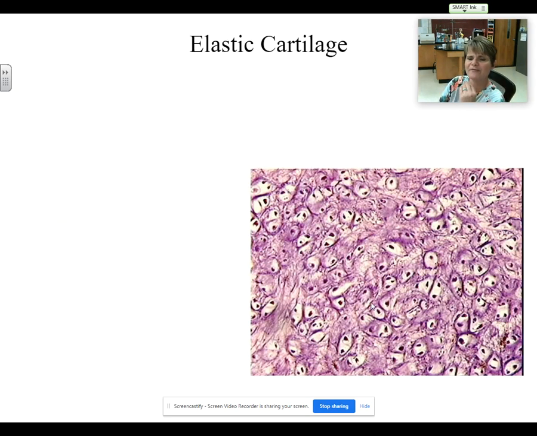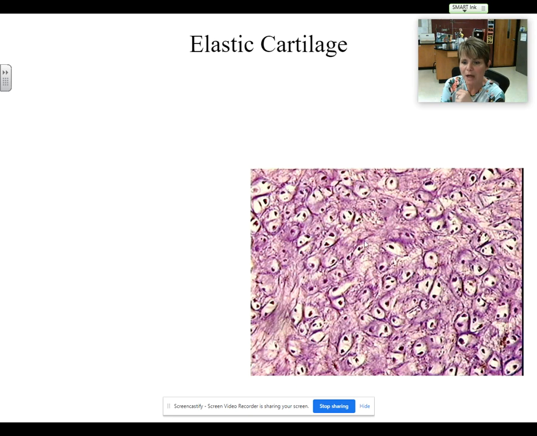The last type of cartilage is elastic cartilage. And to differentiate this one from hyaline and fibrocartilage, remember hyaline cartilage, we cannot see the fibers, but there are many cells in lacuna that look like eyes looking at you. Remember, with fibrocartilage, there's lots of collagen fibers and we can see them, but there's not very many cells. They're very scattered.